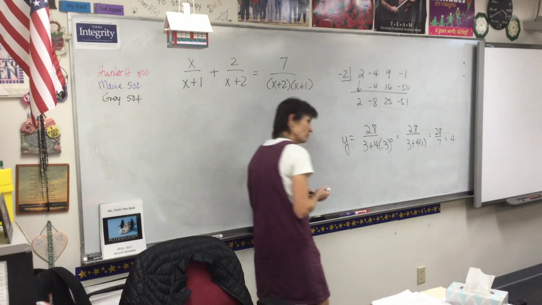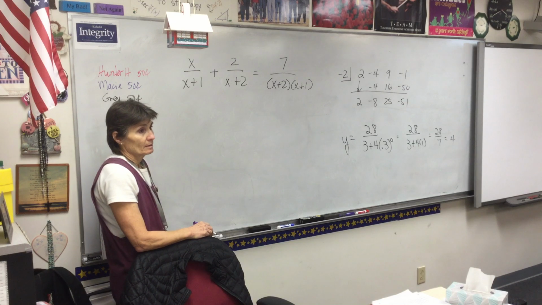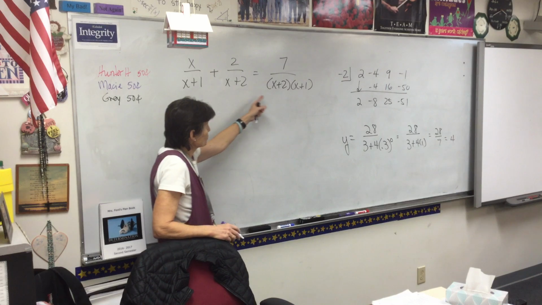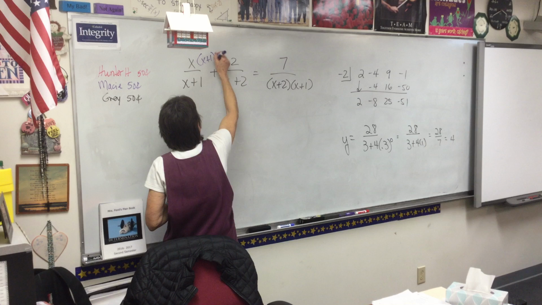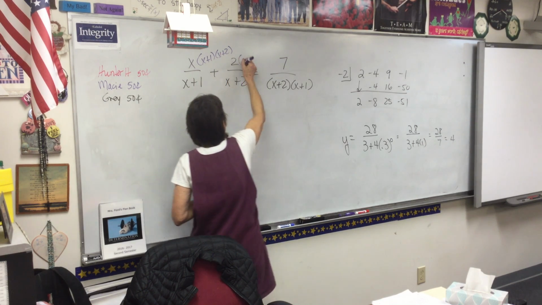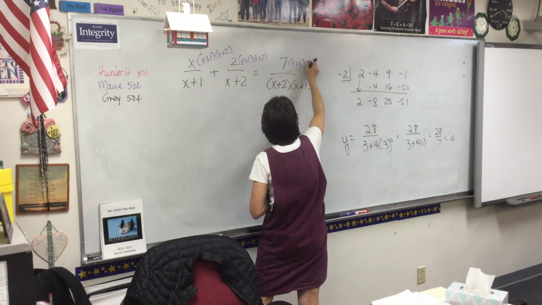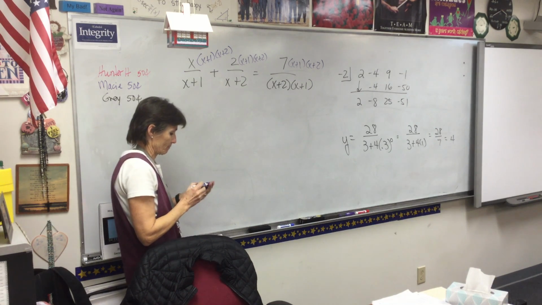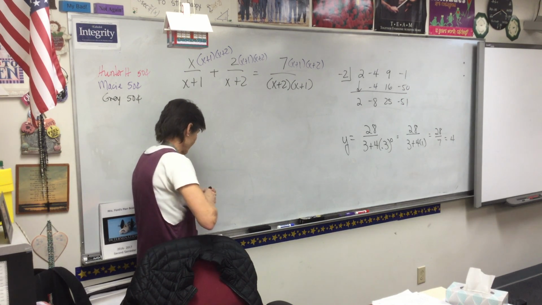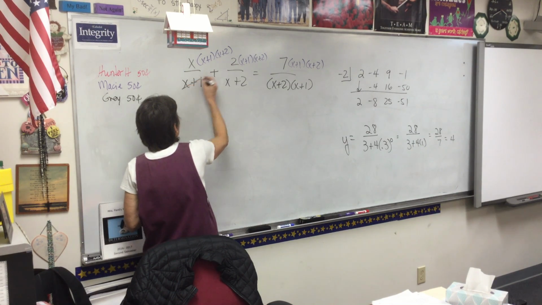Now we're going to multiply by the whole common denominator, which is x plus 1 and x plus 2. So I'm going to multiply by x plus 1 and x plus 2. That will cancel the denominators. So I'm going to do that right now. No more denominators.